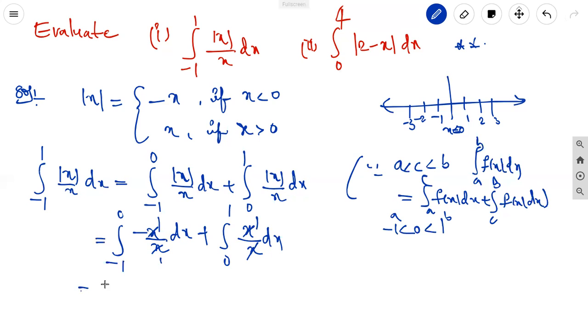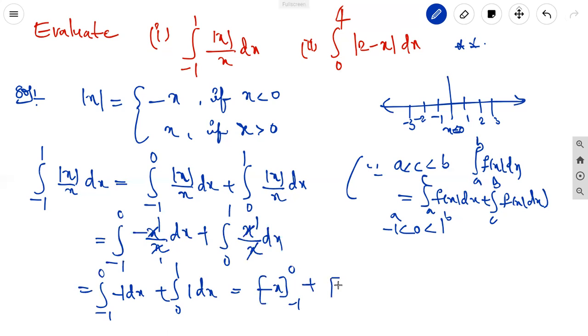It is equal to the integral from minus 1 to 0 of minus 1 dx plus the integral from 0 to 1 of 1 dx. Here, minus 1 dx means minus x with limits from minus 1 to 0, plus the integral of 1 dx is x with limits from 0 to 1. Upper limit is minus 0, minus into minus 1.